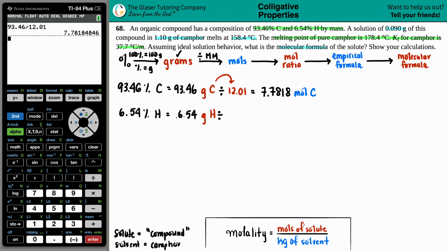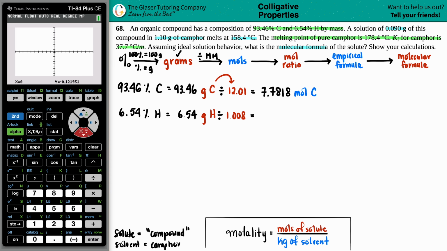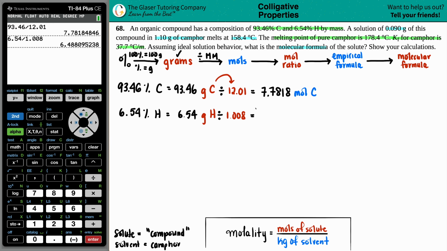Make sure to do every step for both elements as you go. Don't do all of carbon, then come over here and go back. So let's find the moles of the hydrogen. I'm going to divide by the molar mass on the periodic table for hydrogen, and on mine, it's 1.008. So 6.54 divided by 1.008. Probably going to be roughly the same.